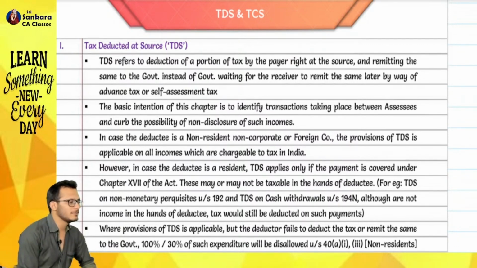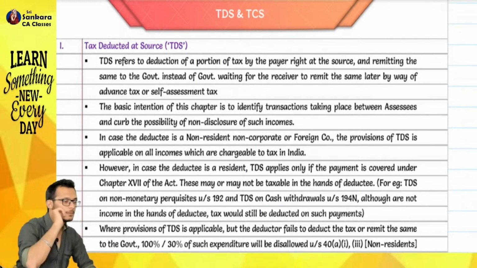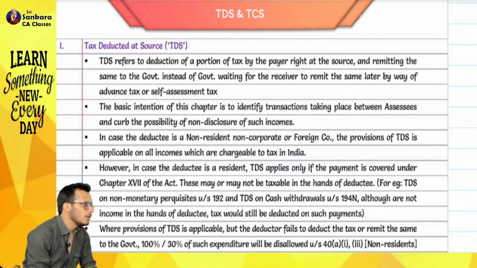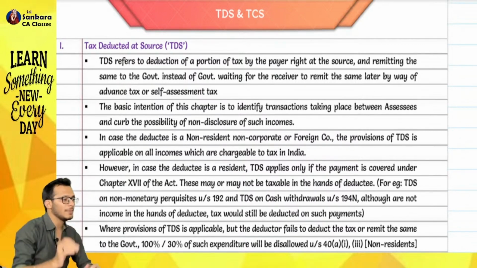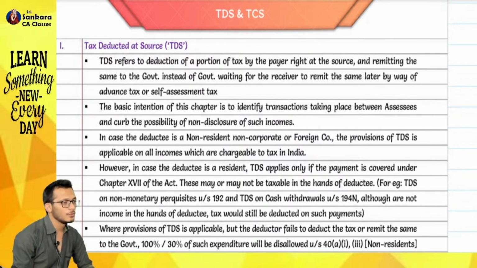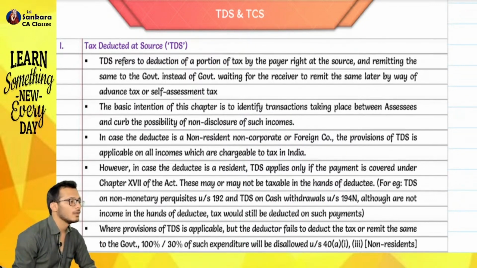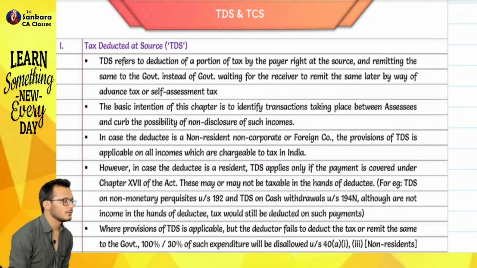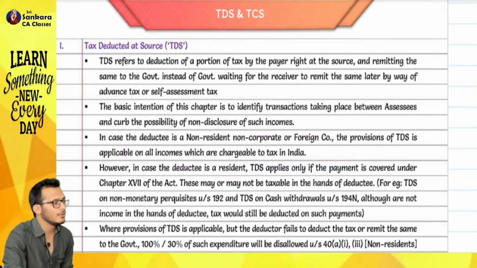A simple example: if you have to make a payment of 100 rupees to someone, don't pay 100 to them, pay 90 to them and the balance 10 you give to the government in the form of TDS. For me or them? For them. This is what the provisions of TDS are. Question to you: if I don't do this, what will happen?